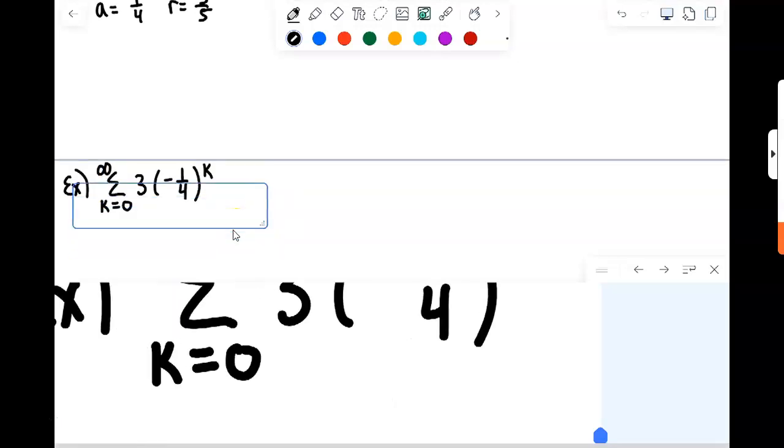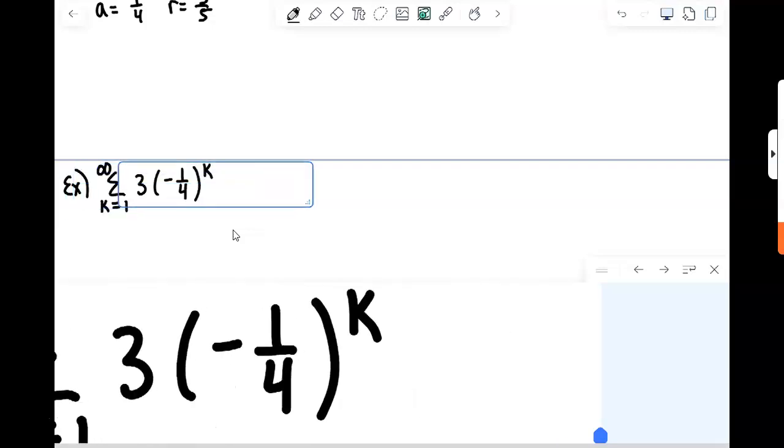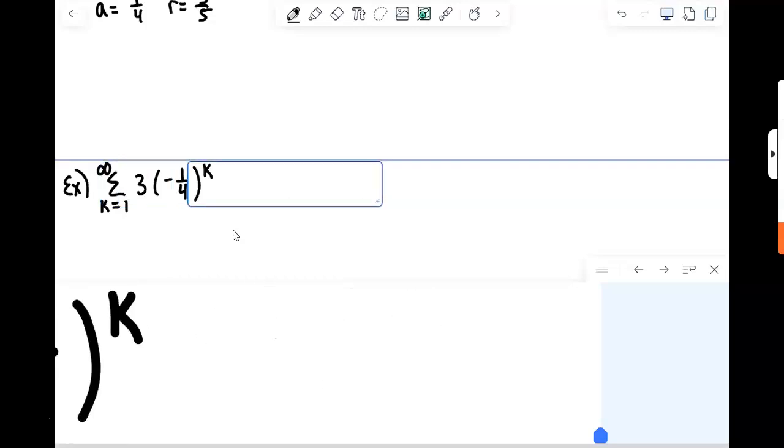Okay, so I actually wrote this down wrong, so let me fix that real quick. The one I actually wanted was the sum as k goes from 1 to infinity of 3 times negative 1/4 to the k. So what's this look like? I'm just going to write out the first few terms.